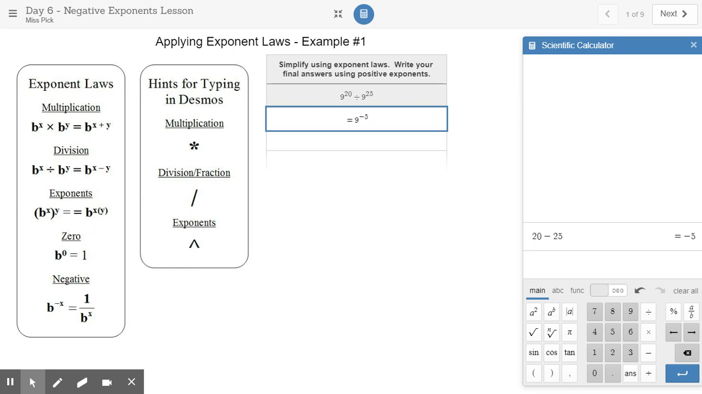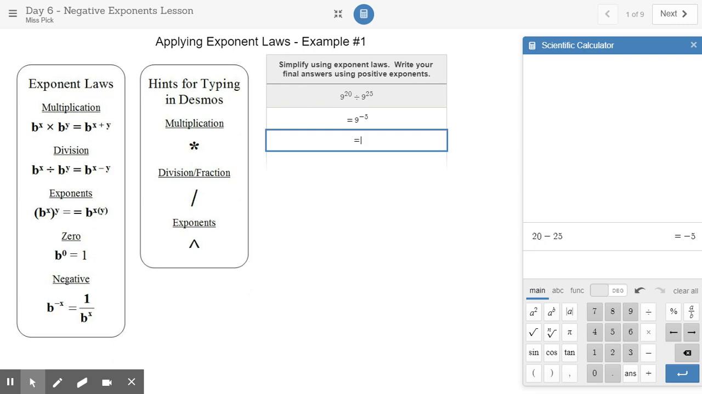Now the question specifically asks me to write my answer using positive exponents. So a negative exponent makes a fraction. It's going to take 9 to the power of -5, and it's going to flip it over and turn it into 1 over 9 to the power of 5. So I'm going to hit enter to move down to the next line.